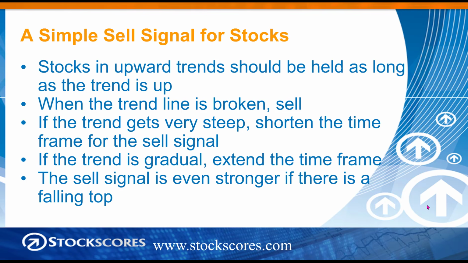So as I said, stocks in upward trends should be held as long as the trend is up. When the trend line is broken, we're going to sell. But if the trend gets very steep, then you want to shorten the time frame for the sell signal. If the trend is more gradual, then lengthen the time frame. For example, if I'm normally a position trader, I might look at the daily chart for my sell signal. But if the trend goes parabolic, very steep, then I might shorten it to a 30-minute time frame. If it's a more gradual trend, then I might go to the 3-year weekly time frame. Now the sell signal will be even stronger if there is a falling top.